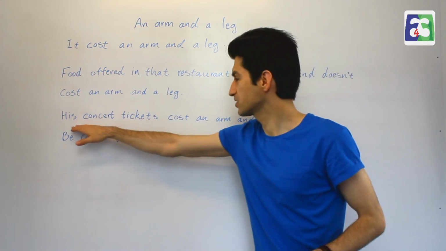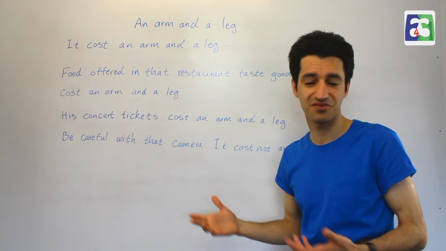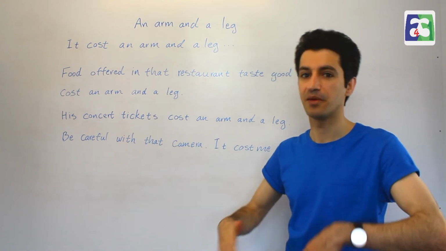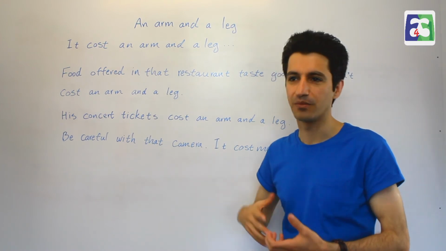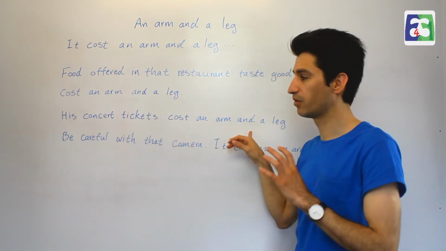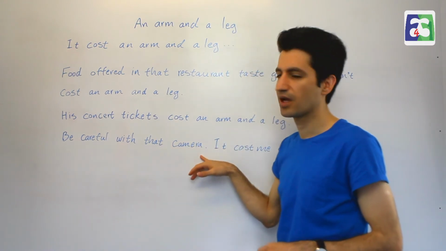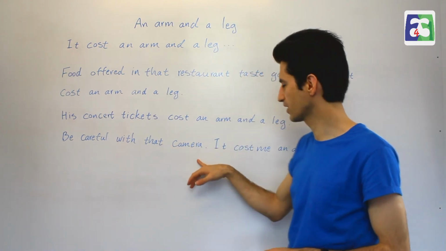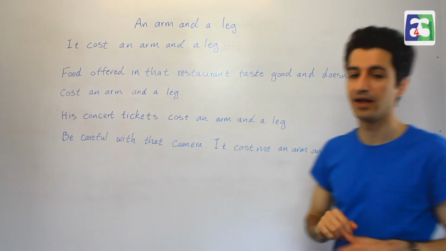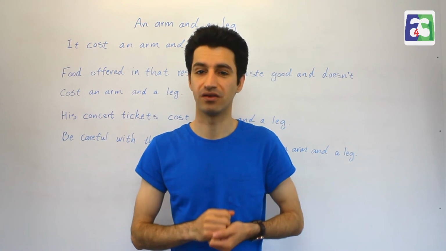Alright, his concert tickets cost an arm and a leg. Instead of saying it costs a lot, I am putting more emphasis on it. It costs an arm and a leg. It's a lot. The other one: be careful with that camera. It cost me an arm and a leg. It cost me a lot. I paid a lot for that.